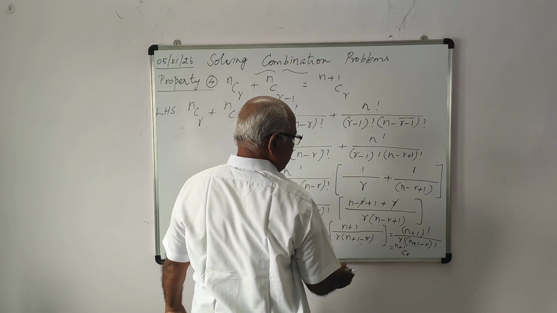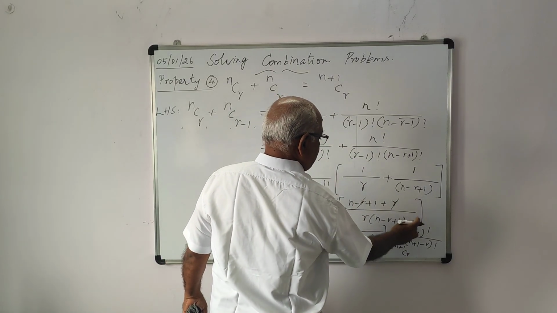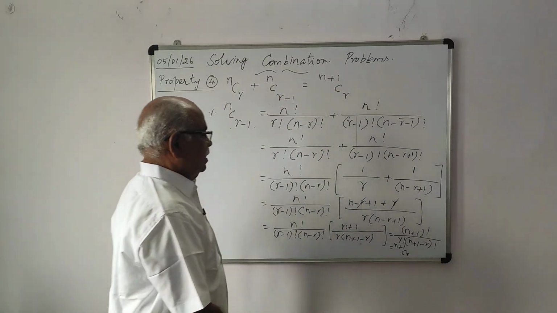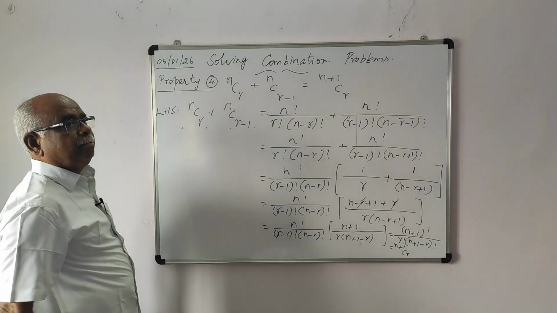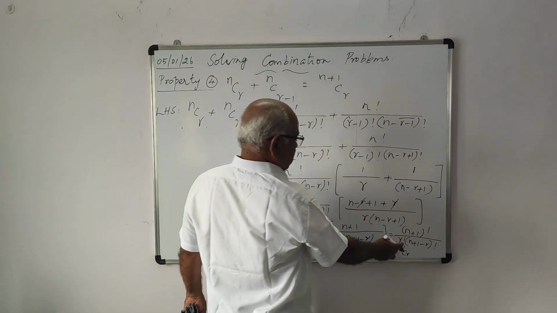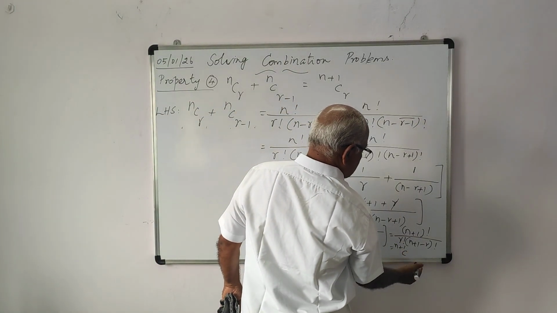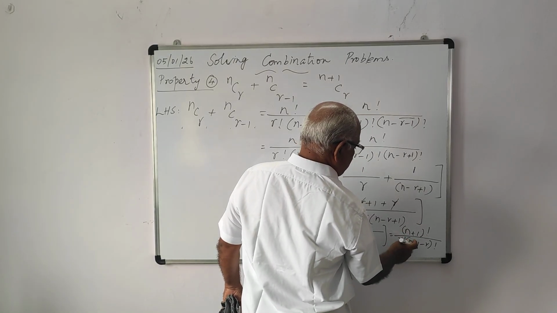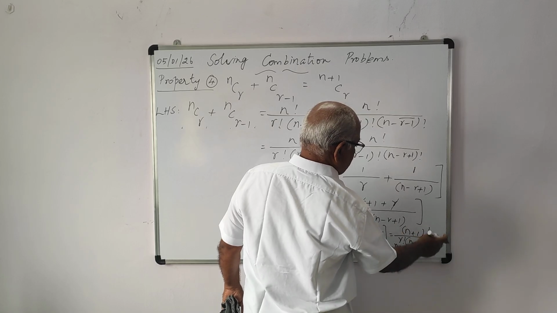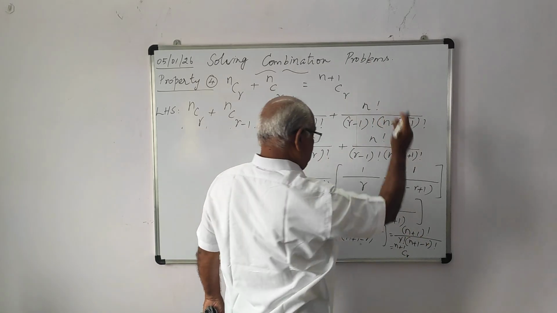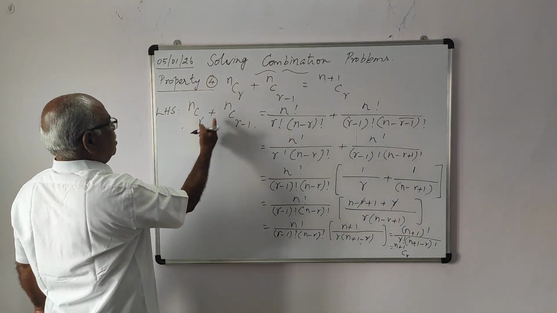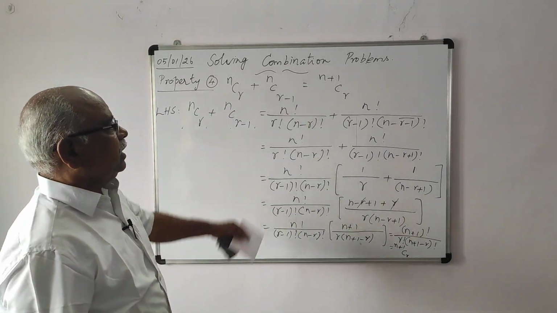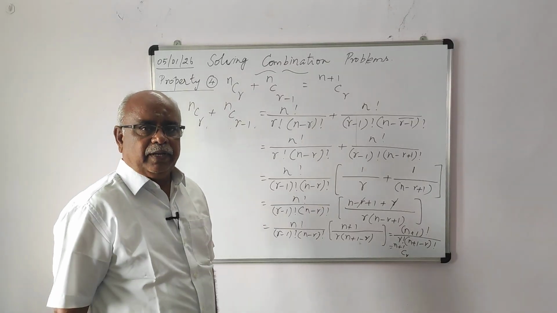That is the required answer. This is nothing but n plus 1 Cr, that is the right-hand side expression. So n plus 1 Cr is n plus 1 factorial by r factorial into n plus 1 minus r factorial. That is equal to the right-hand side. So nCr plus nCr minus 1 equals n plus 1 Cr. That is our required property. Okay?